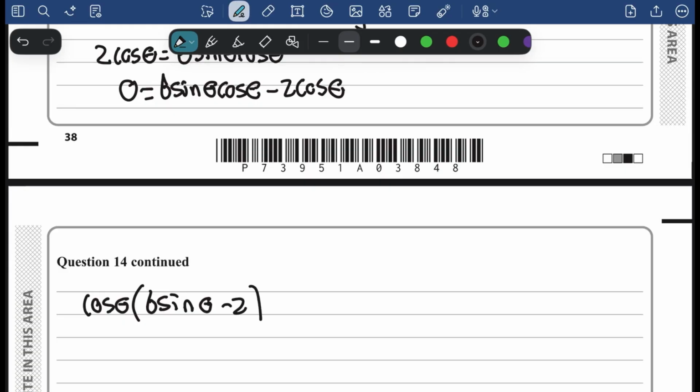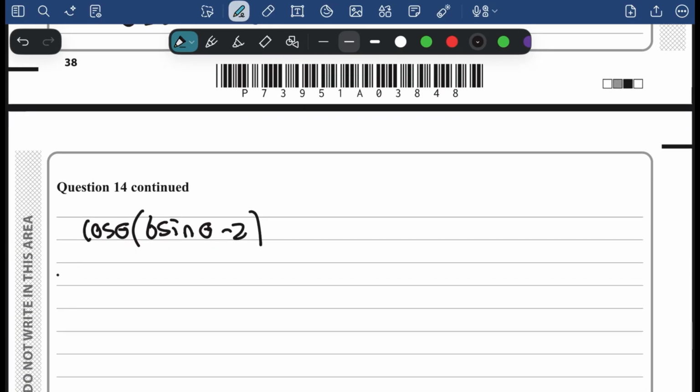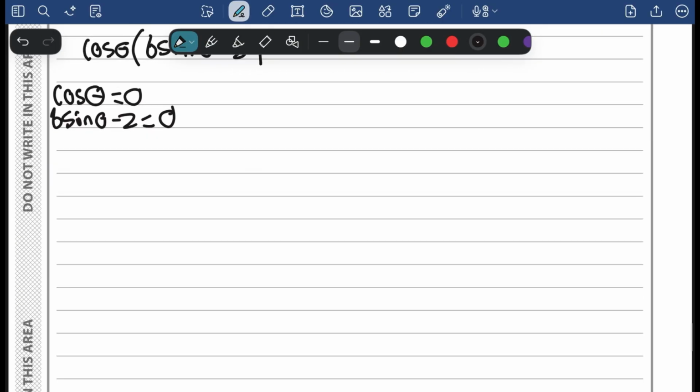So then we have two things to solve, right? We have cos theta equals 0, and we have 6 sin theta minus 2 equals 0. So for cos theta equals 0, you can just put this in your calculator and you'll see that it gives you 90 degrees. And then the next one along is just going to be 360 minus that, when x is 0 again, which is 270 degrees. We know this is out of the range, right?